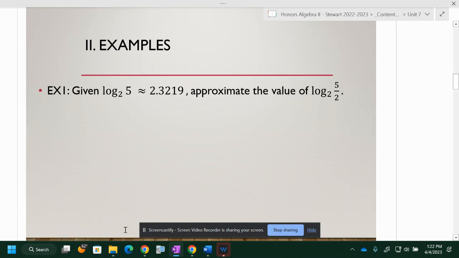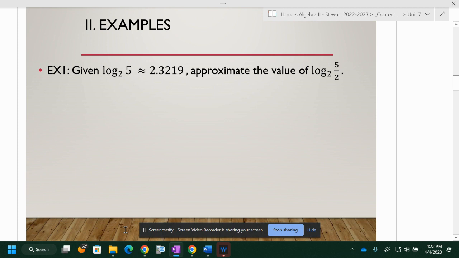All right, so here's example 1. Given log base 2 of 5 is approximately 2.3219, approximate the value of log base 2 of 5 over 2. This looks like it could be a little bit confusing, so I'm going to make it super easy for you.